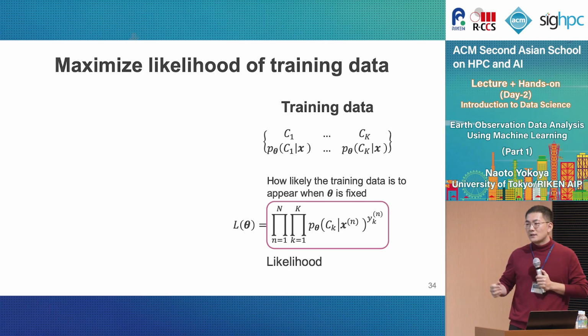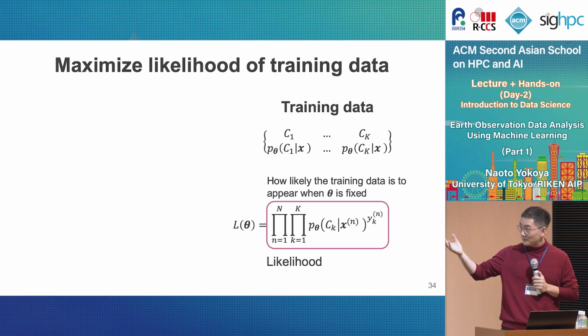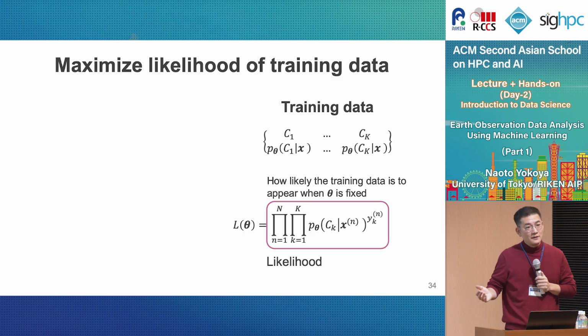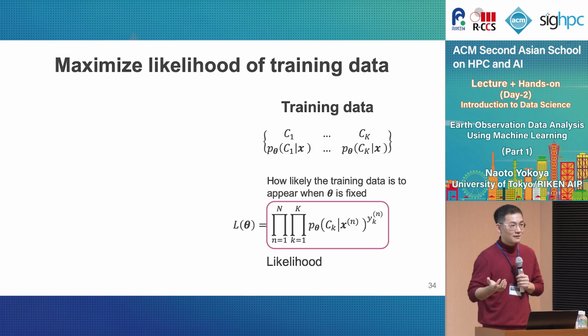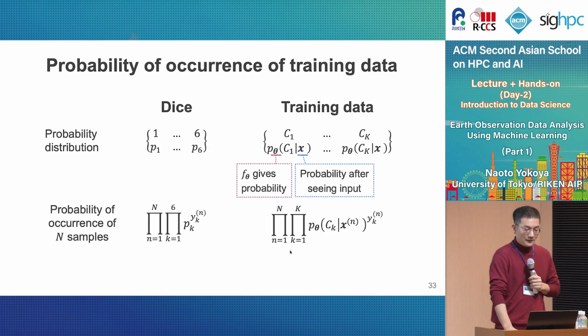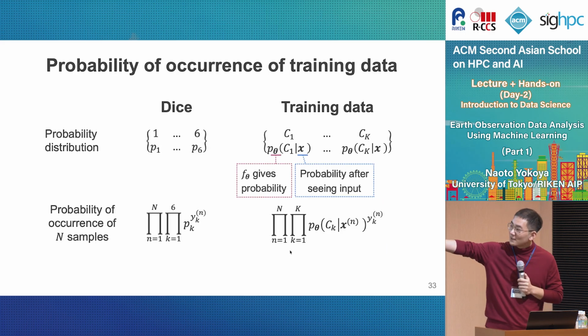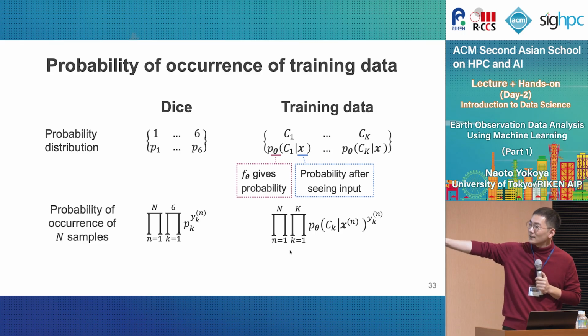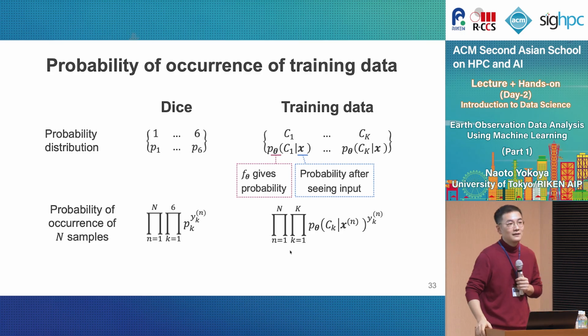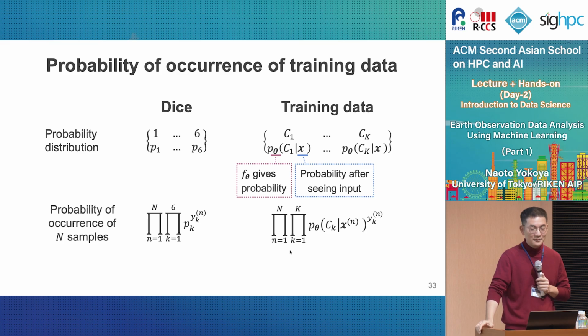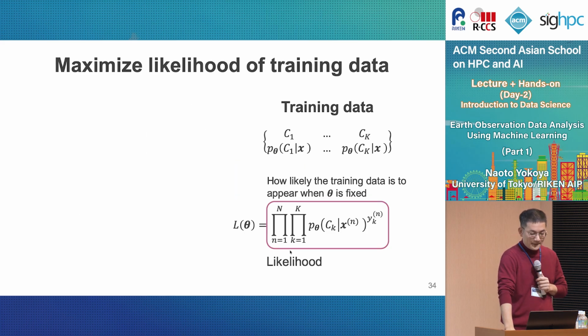So if we suddenly look at this likelihood equation, maybe we can easily be lost. Oh, what's this? It looks too complicated. But if we compare with the dice example, I hope you can easily understand. Oh, it's very simple, nothing complicated, just multiplying probabilities, and that's all. And okay, this is the probability of the training data.